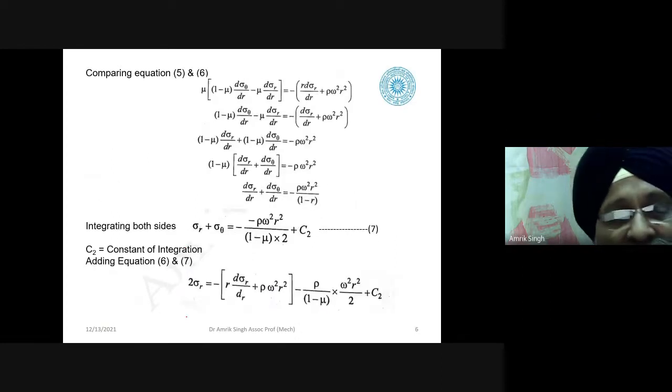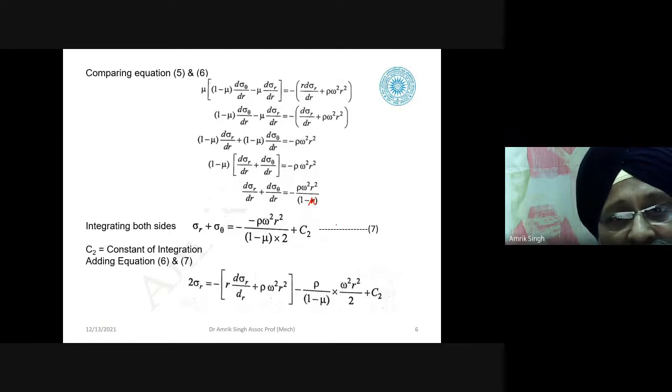Comparing this fifth and sixth, these are both the values of sigma r and sigma theta. You compare these equations, so you will be getting this expression. On simplifying, you will be getting this expression, this 1 minus mu. So this is 1 minus mu.